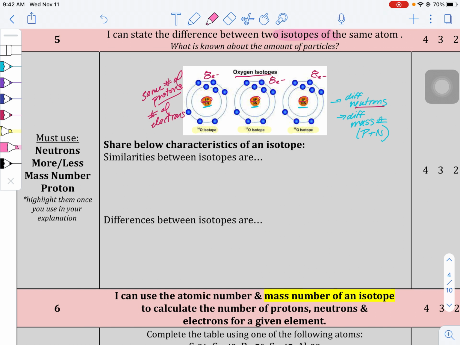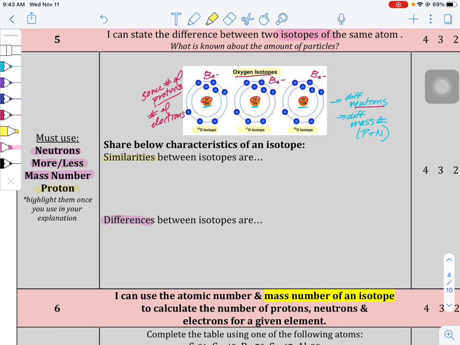So when we think about putting this all together in our learning target, we have a couple must-use words. We know neutrons are different for every single isotope. Some have more, some have less, giving them a different mass number or total amount of particles in the nucleus. We know similarities would be that they all have the same number of protons and the same number of electrons, which of course makes them all the same type of element, like we're seeing oxygen here. Okay?